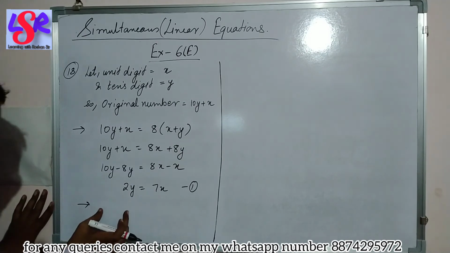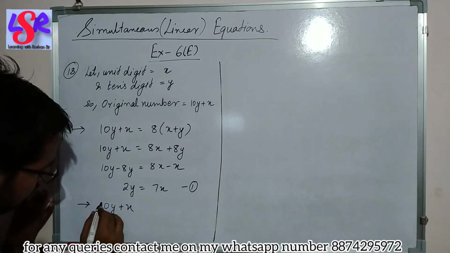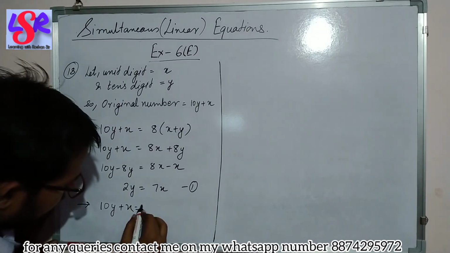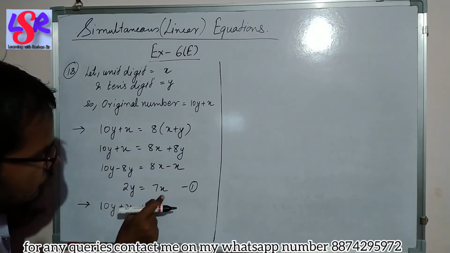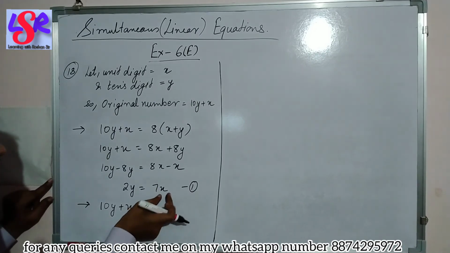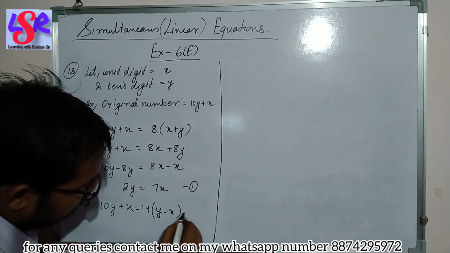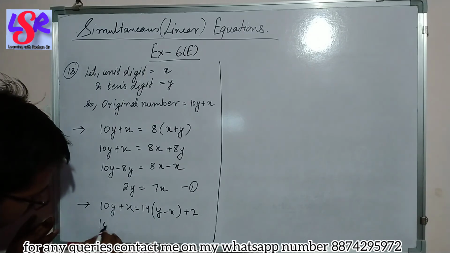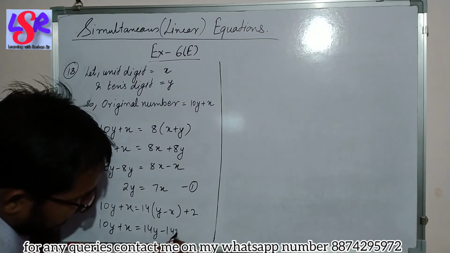Now for the second equation, we can obtain this number, that is 10y plus x, when the difference of these two is multiplied by 14. And for the difference, we have to choose which one is greater and which one is smaller. As we see, 2y is equal to 7x, meaning that y multiplied by the smaller number is equal to x multiplied by the bigger number. This means y is greater and x is smaller. So 14 into y minus x, and we have to add 2 also to equate it. Open the bracket and solve it. So 10y plus x equals 14y minus 14x plus 2.